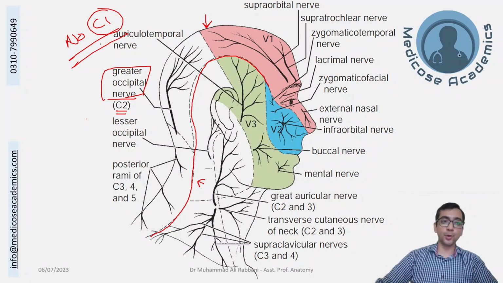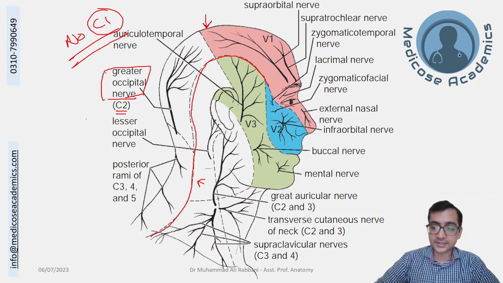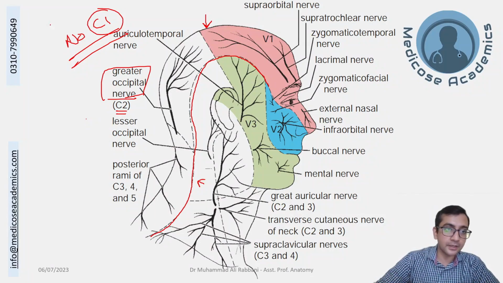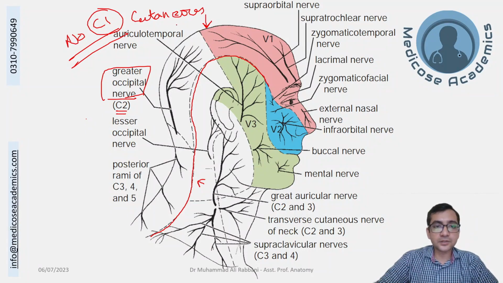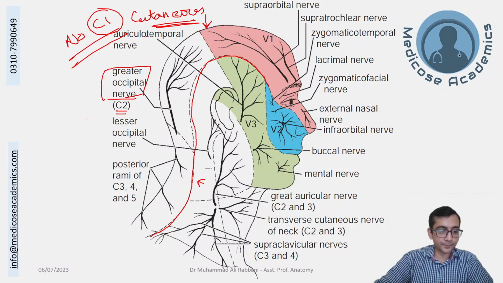There is no C1. There is no cutaneous branch. No C1 means no cutaneous branch of C1. There is a C1 nerve, but it does not have any cutaneous branch.